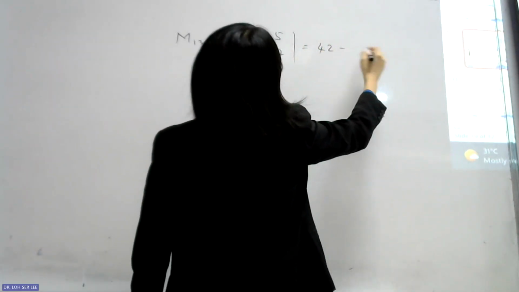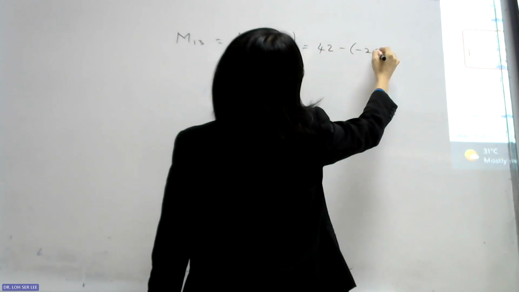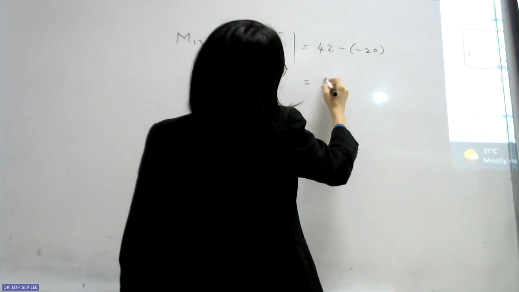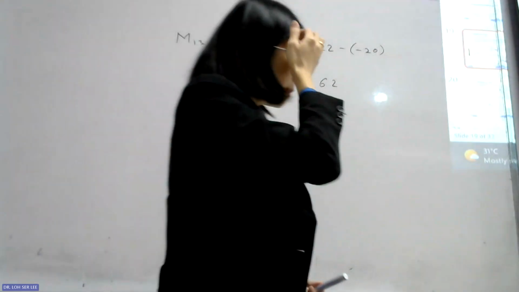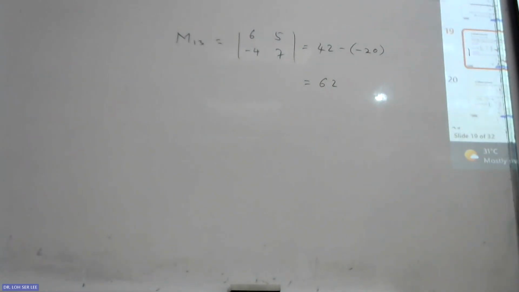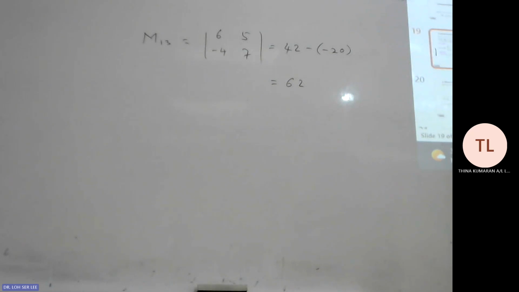22 minus -20. So you get 62. So this is the minor. Remember, for the minor, we identify the location of the entry and we remove the row and column that contains that entry. And what is left, we compute the determinant. That would be your minor.